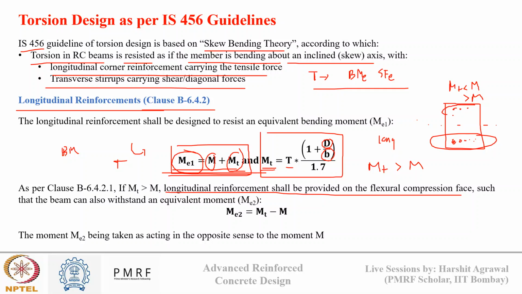And how do you calculate this? By this equivalent moment. Me2 is equal to MT minus M. So the difference between these two moments, for that moment you need to design the reinforcement on the compression side also. So this is what code says about reinforcement on tension side and on compression side, where torque effect is also taken into account.